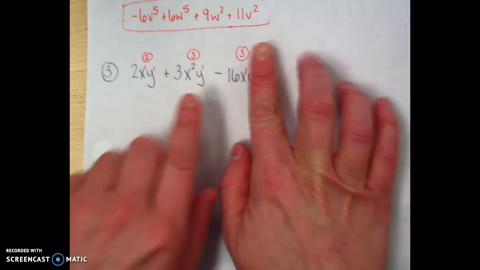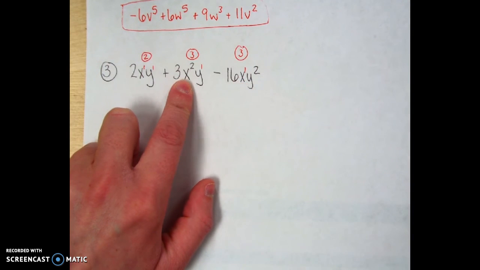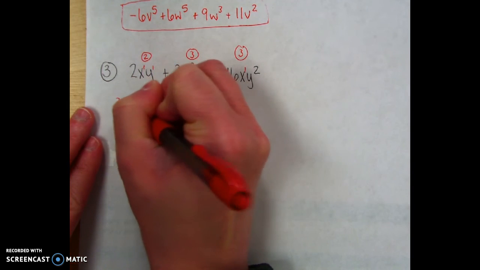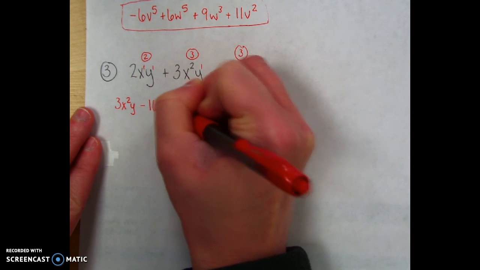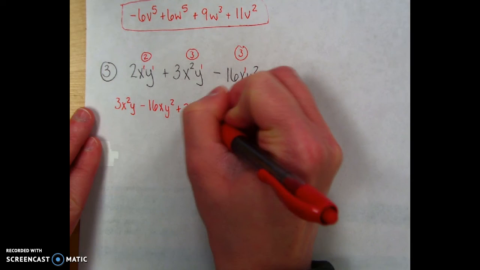So look at the x's here. I have an x squared and an x to the 1. This one's bigger, so this one goes first. So 3x squared y minus 16xy squared plus 2xy.